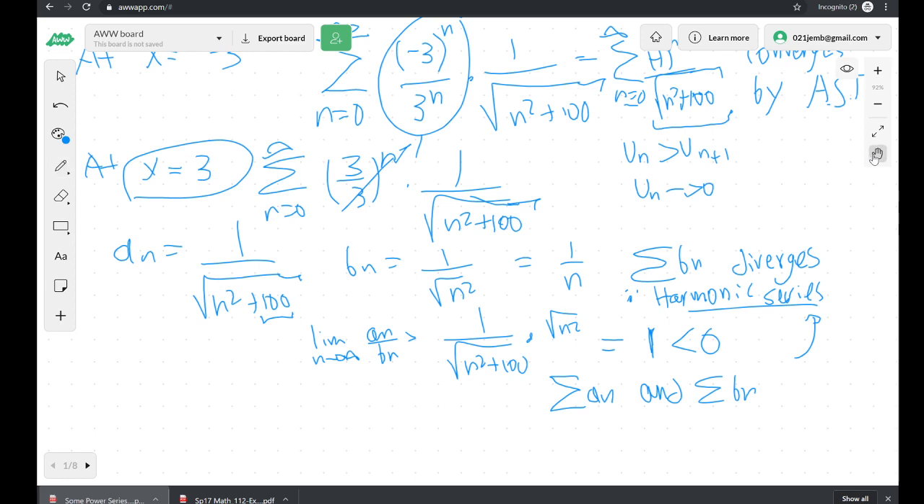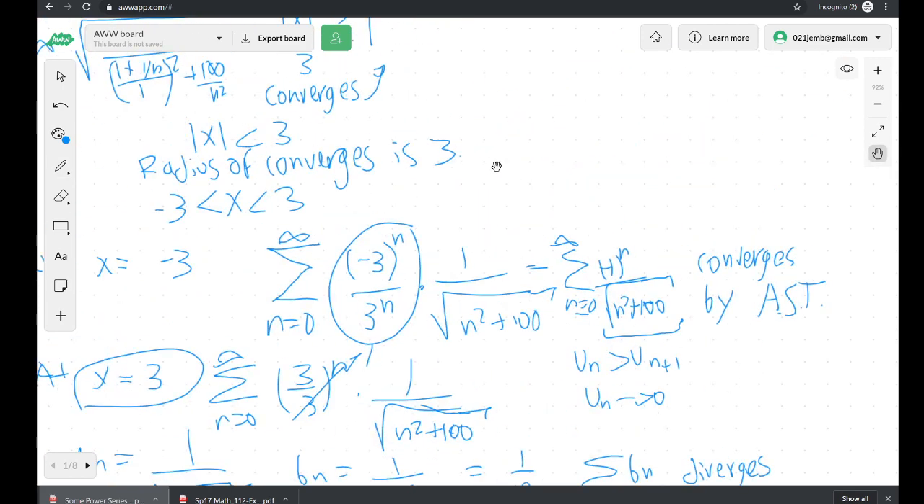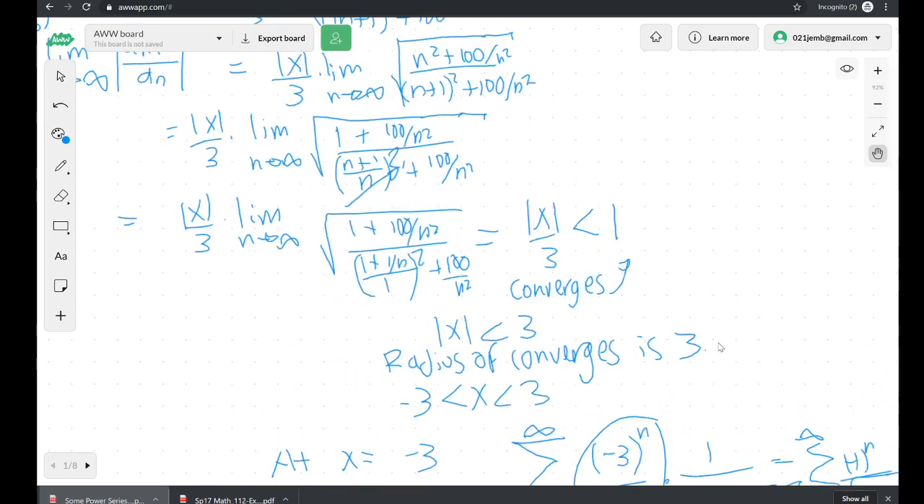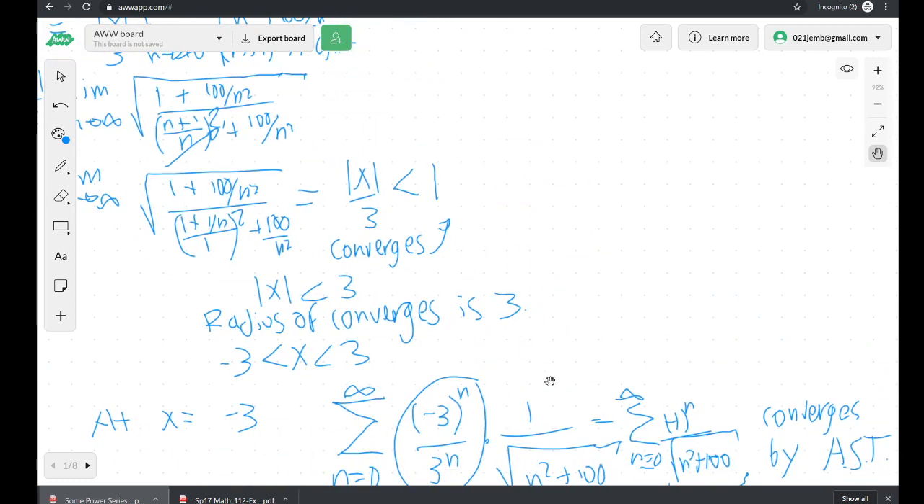And finally, we can conclude that the radius of convergence, I misspelled that, the radius of convergence is 3. And the interval of convergence is going to be a closed bracket from -3 to 3 and then parentheses. That will be your interval of convergence.